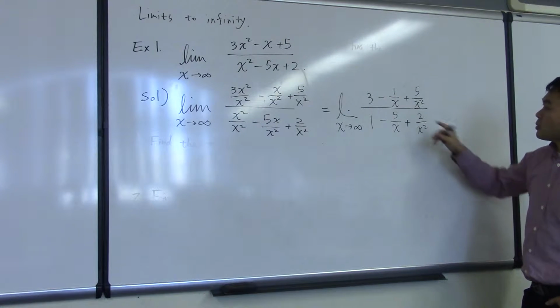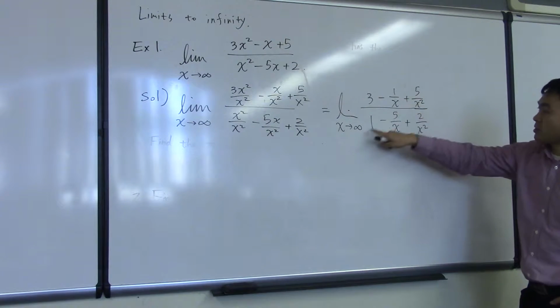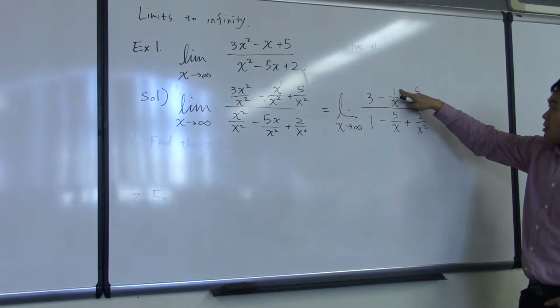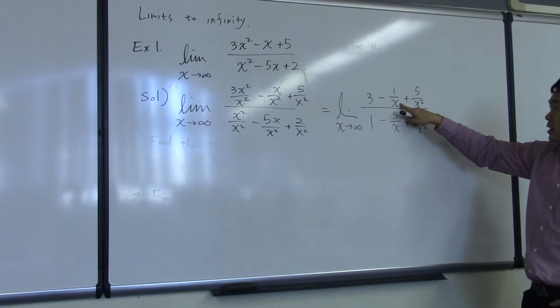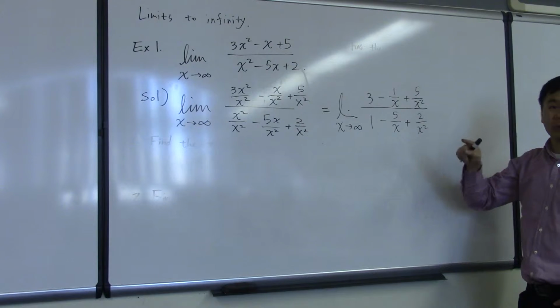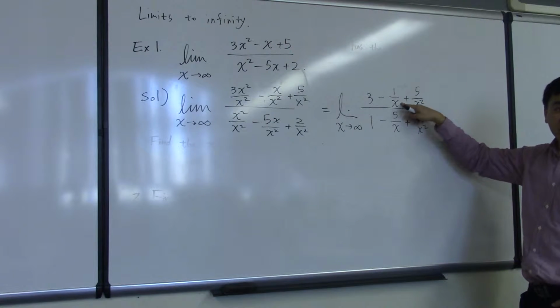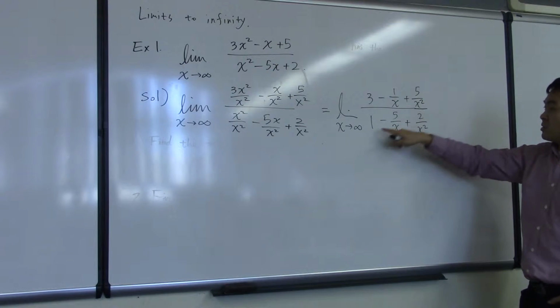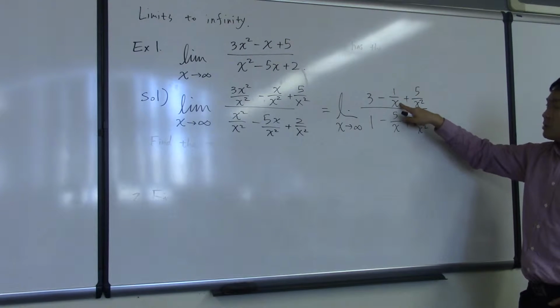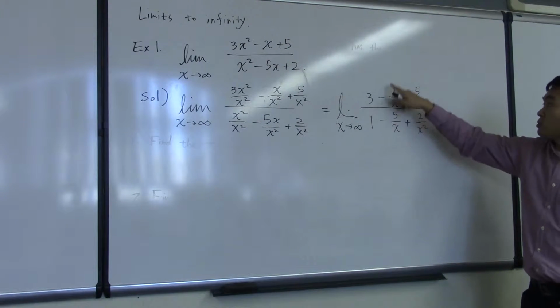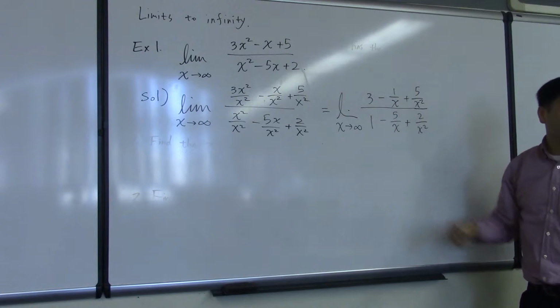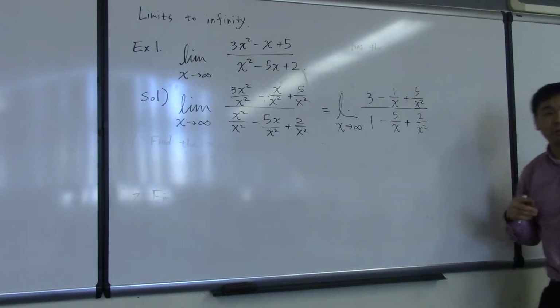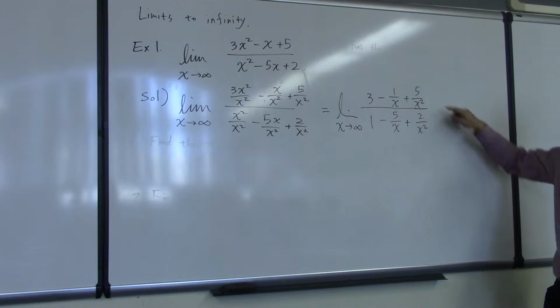Okay, now let's think about what happens to 1 over x as x goes to infinity. So if you take 1 and divide by 1,000, that's 0.001. If you take 1 and divide by 1,000,000, that's like 5 zeros and then 1. And as you can see, if you're dividing 1 by a very, very large number, what happens to this result? The value becomes closer and closer to? Zero. Right?